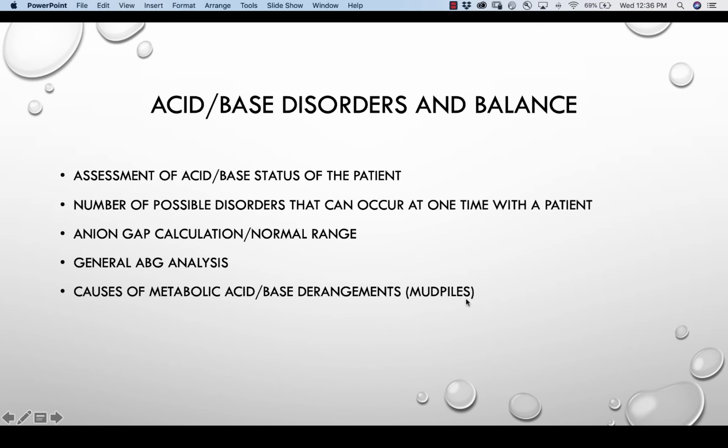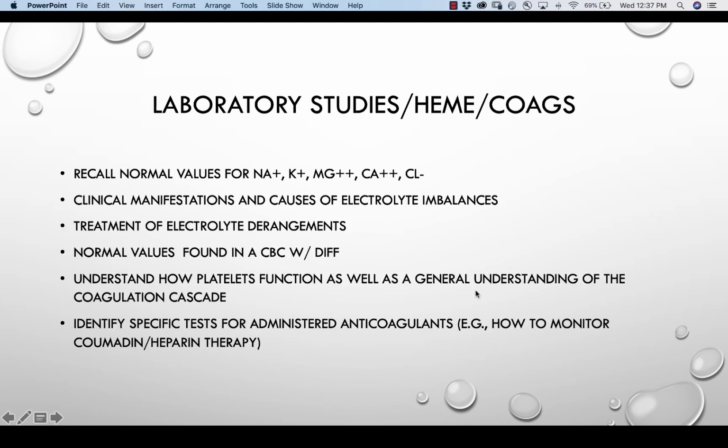So I allude to the MUDPILES mnemonic, not acronym. The MUDPILES mnemonic for different things that can contribute to a gap acidosis. These are all in my slides as well as the book. We did a big thing on laboratory studies, so I wanted to narrow that down for you. So just recall the normal values for these electrolytes. And again, these should be pretty straightforward.